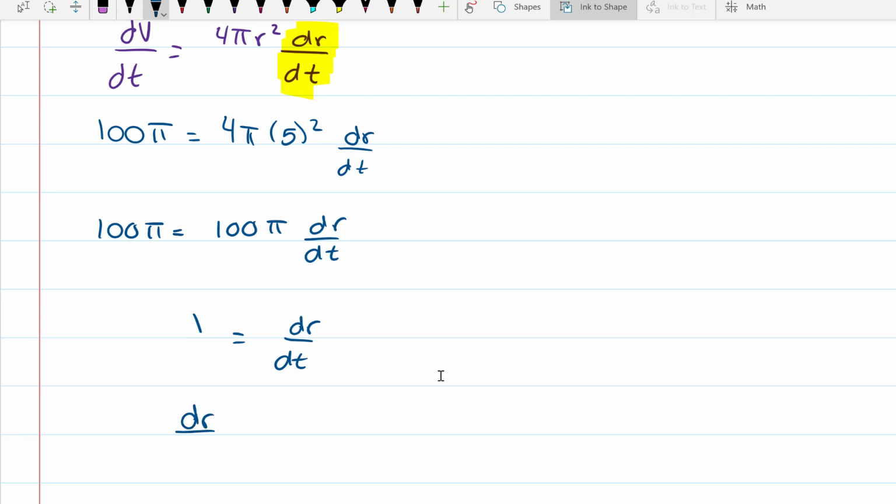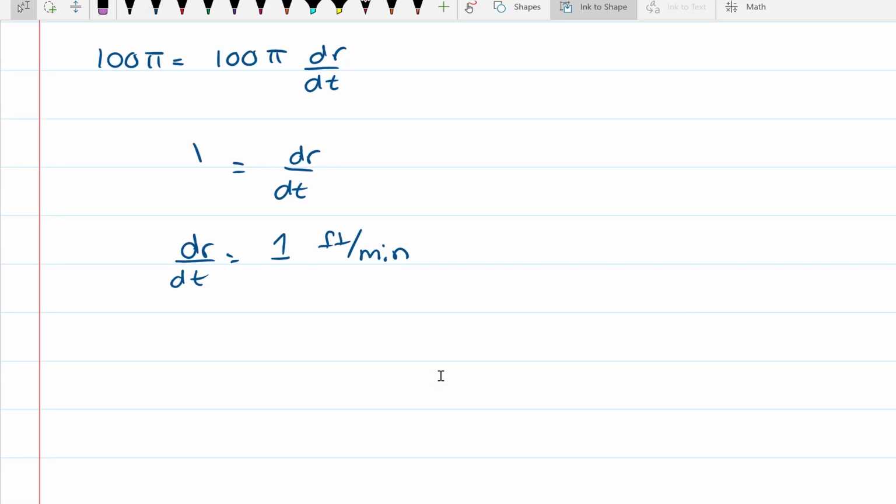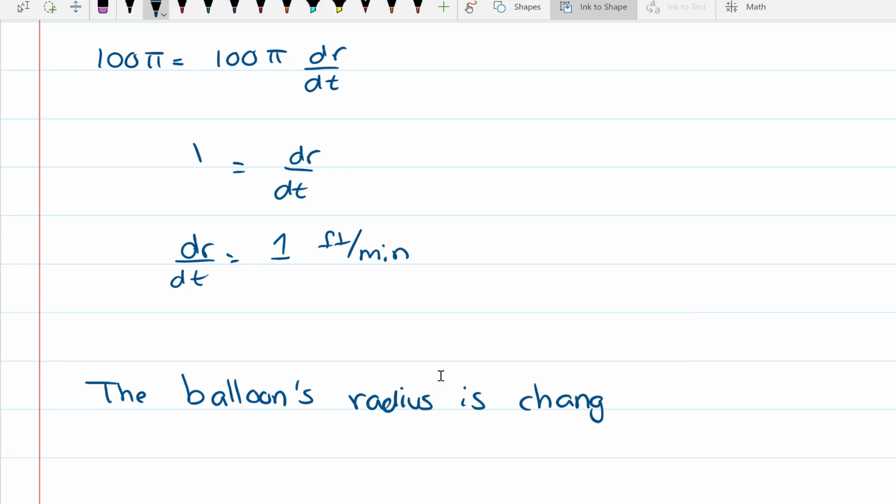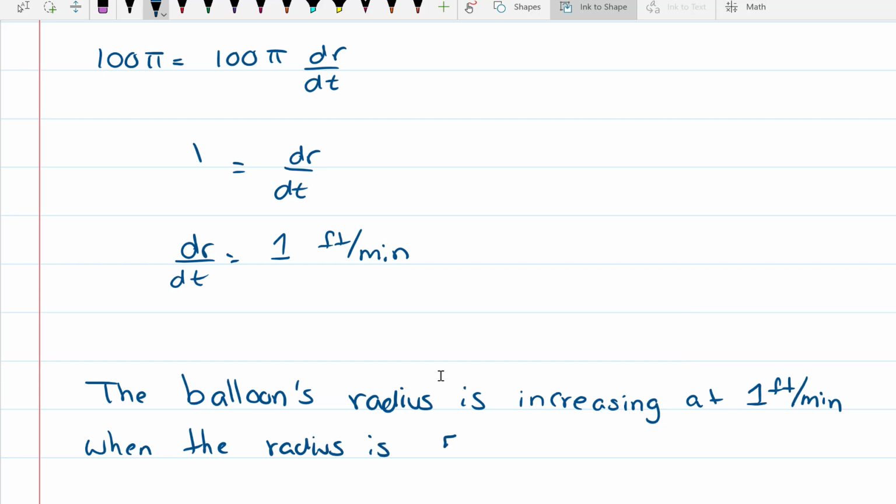Don't forget to include units, so dr/dt is 1 foot per minute. Radius is in the first dimension. So now all we need to do is write our answer like a sentence. The balloon's radius is changing, and a better word than changing would be increasing, because it's getting larger, at 1 foot per minute when the radius is 5 feet.